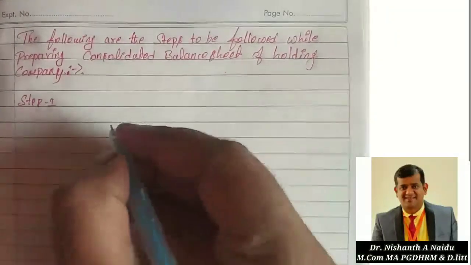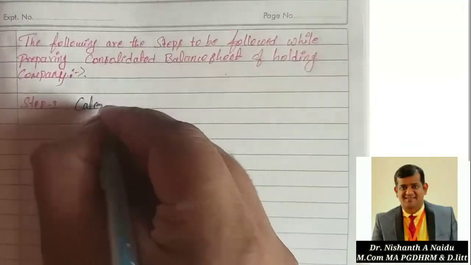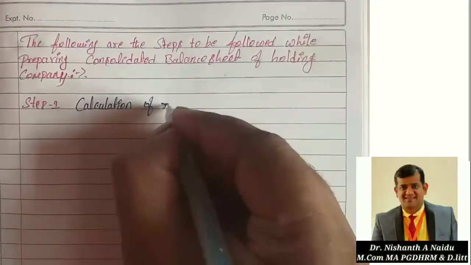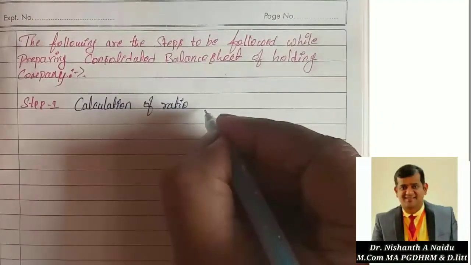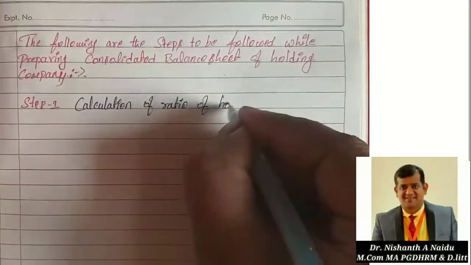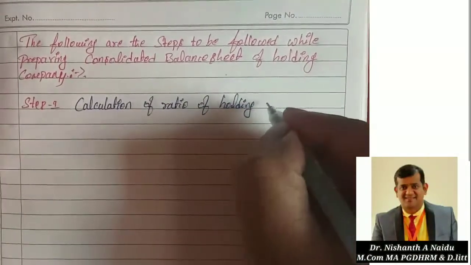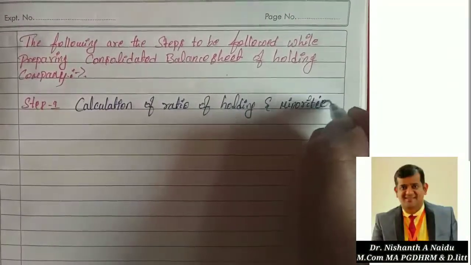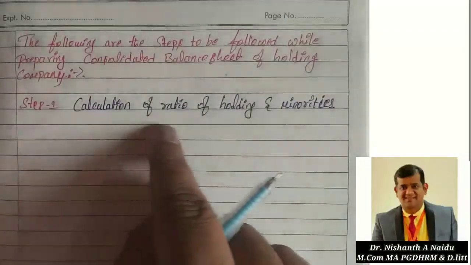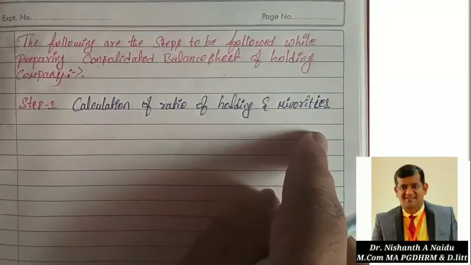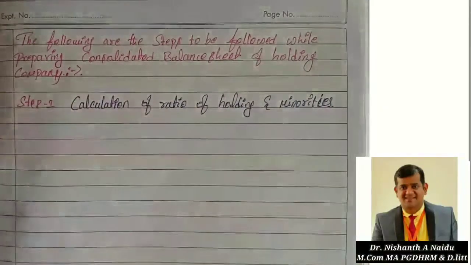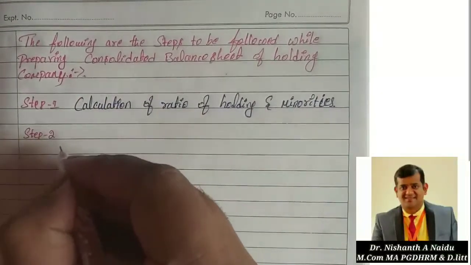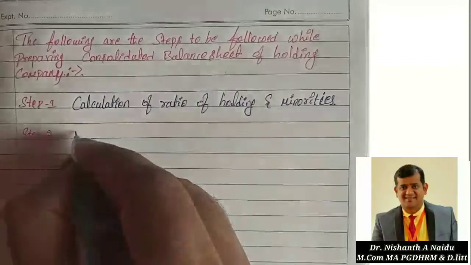In this step, calculation of ratios of holding and minorities. Okay, see, in this step we are going to identify the ratios of holding and minorities company, so what ratio to be shared. After that, in step number two we are going to calculate minority interest.